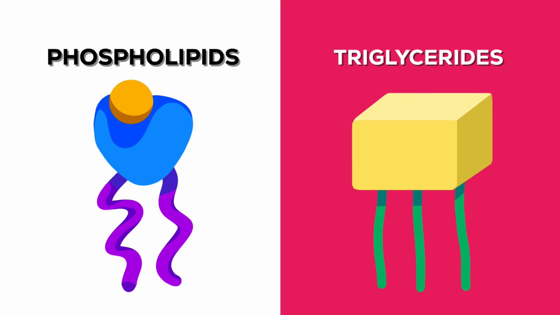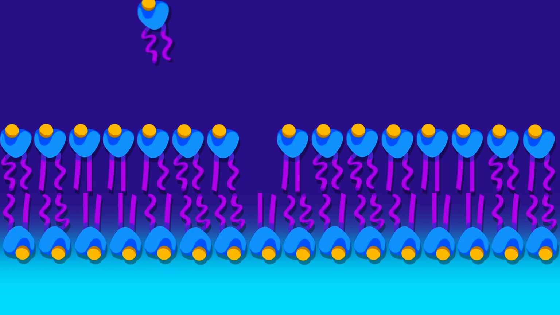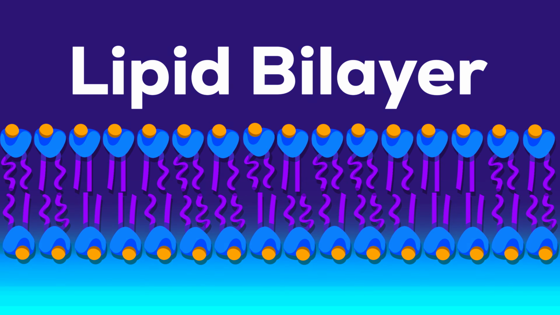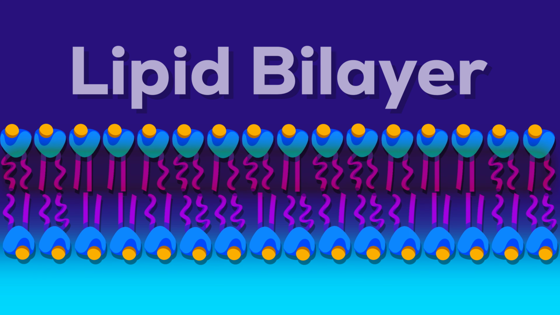Phospholipids are like triglycerides, except they only have two fatty acid tails, which can be saturated, unsaturated, or both. Their name derives from the fact that they have a phosphate group attached to the glycerol molecule, phospholipid. The phospholipids make up the cell membrane in a structure called a lipid bilayer, with the head of the phospholipid facing outwards to the cell and the tails facing inwards.